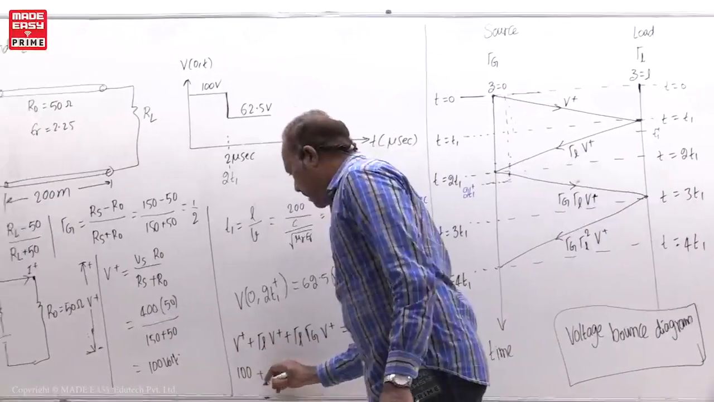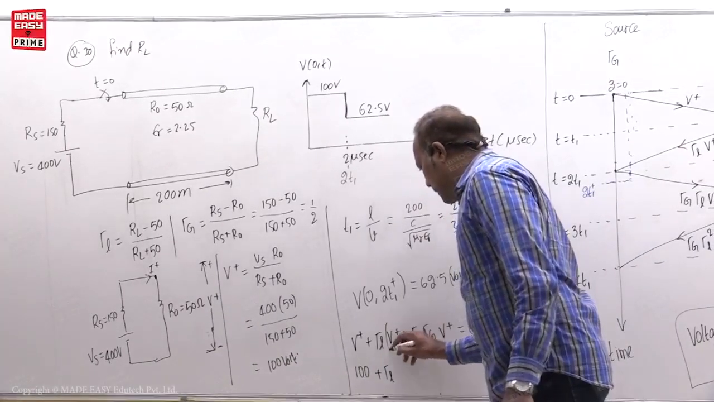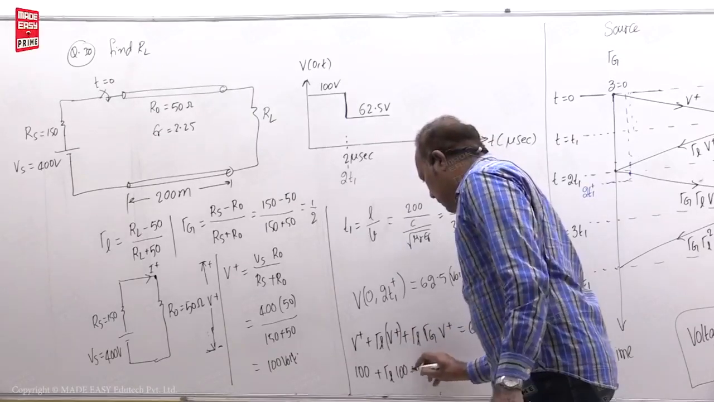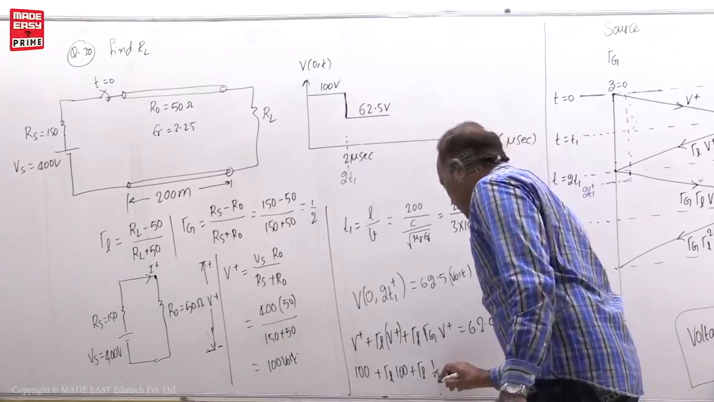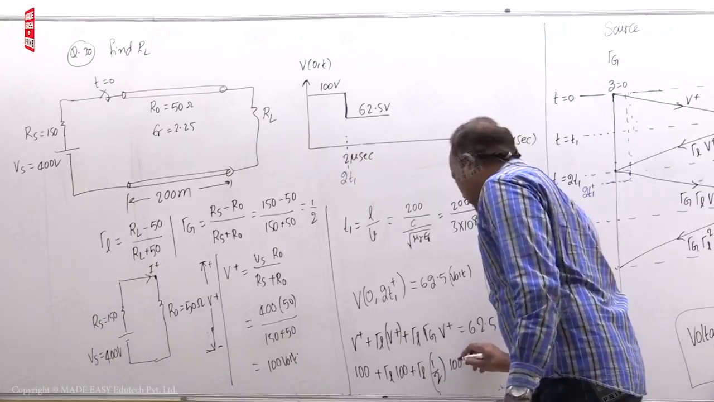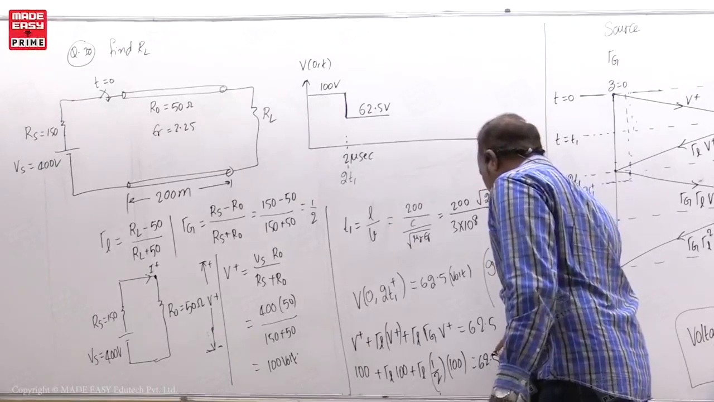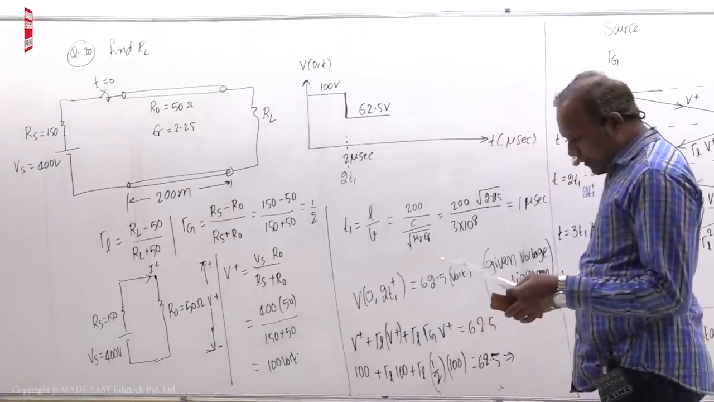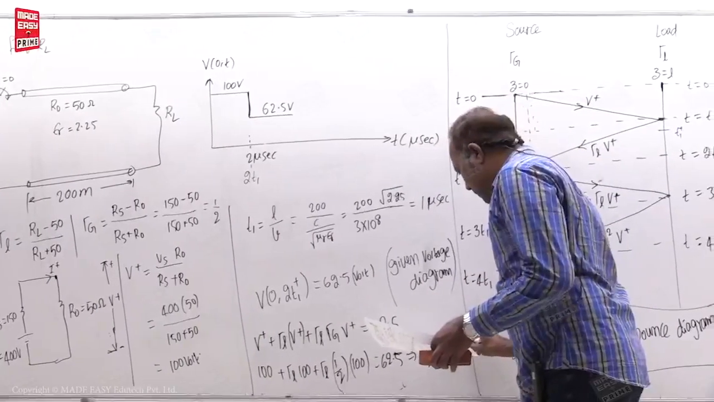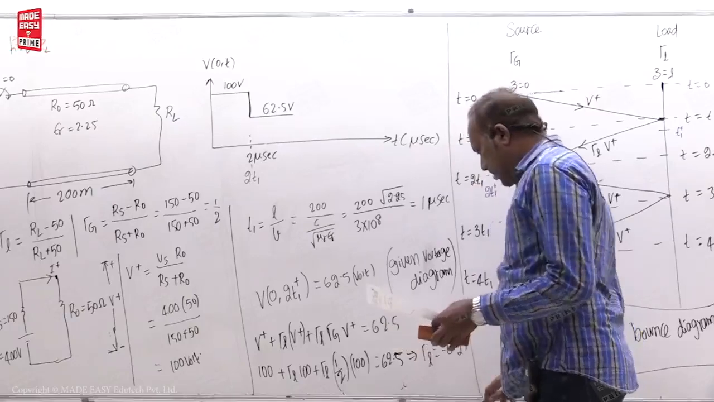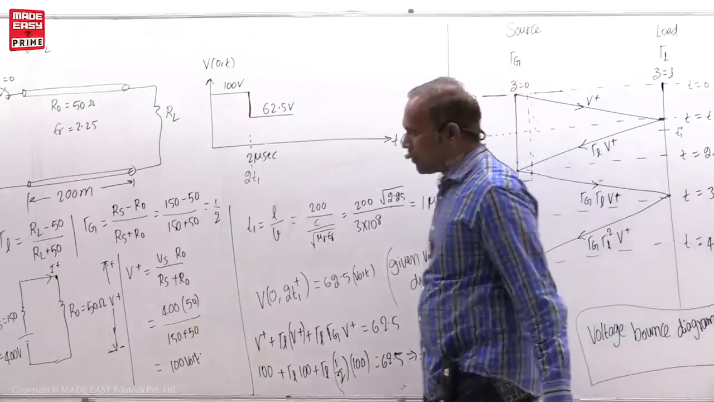V plus is 100. Gamma L we do not know, we have to find. Gamma G is how much? Half. Then 100 plus gamma L times 100 times half is equal to 62.5. From this you get the gamma L value, that implies gamma L is equal to minus 0.25. Now the question solution is over.